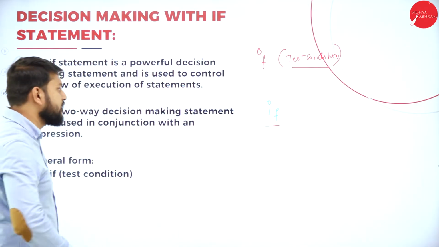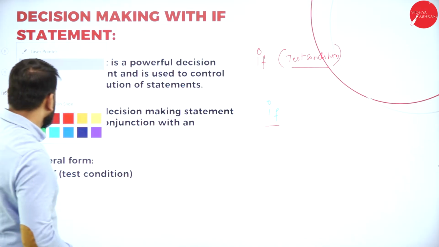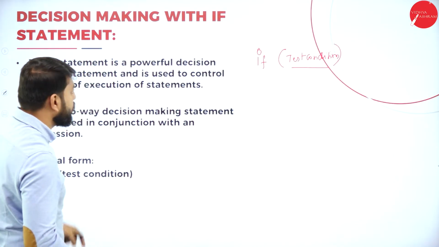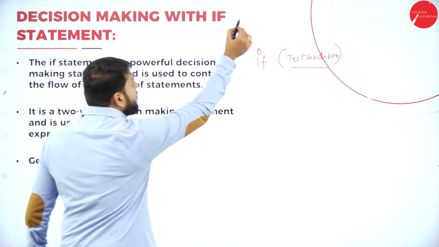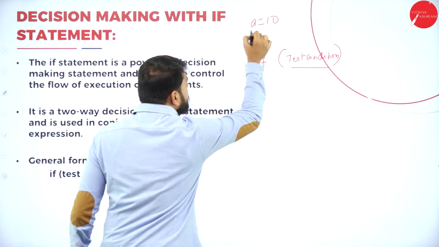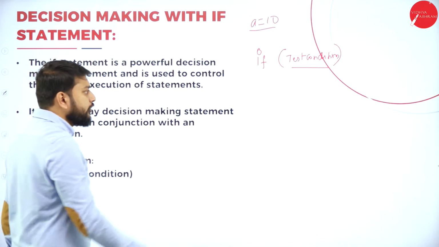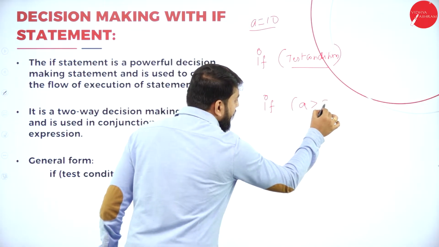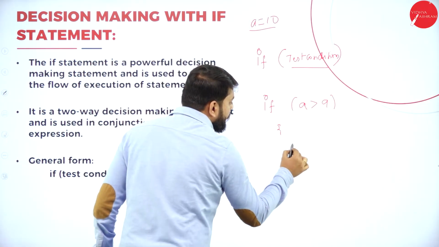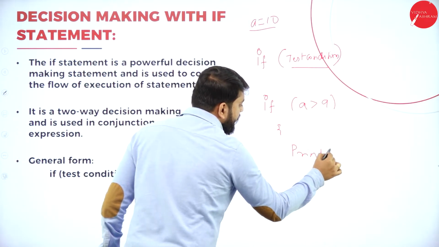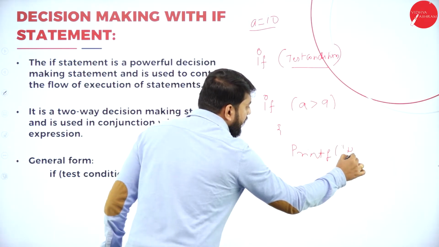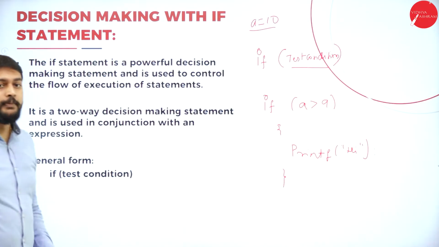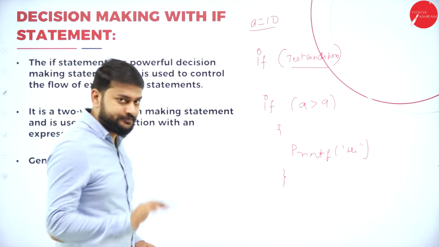What exactly is a test condition all about? Let me show you. Please observe. If I have A is equal to 10, let me take the same old example. If A is greater than 9, print f high. What am I doing here? Please observe the syntax.